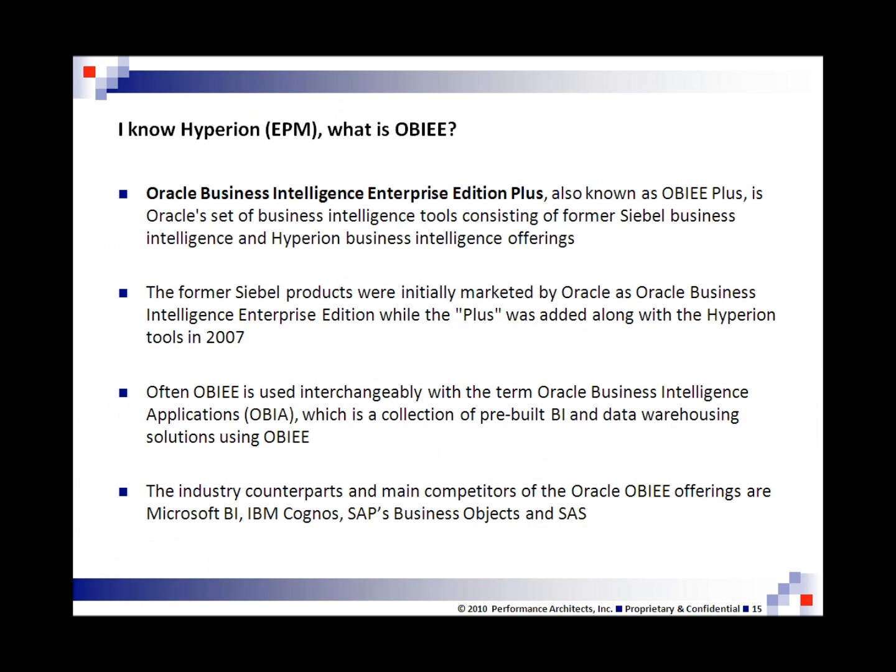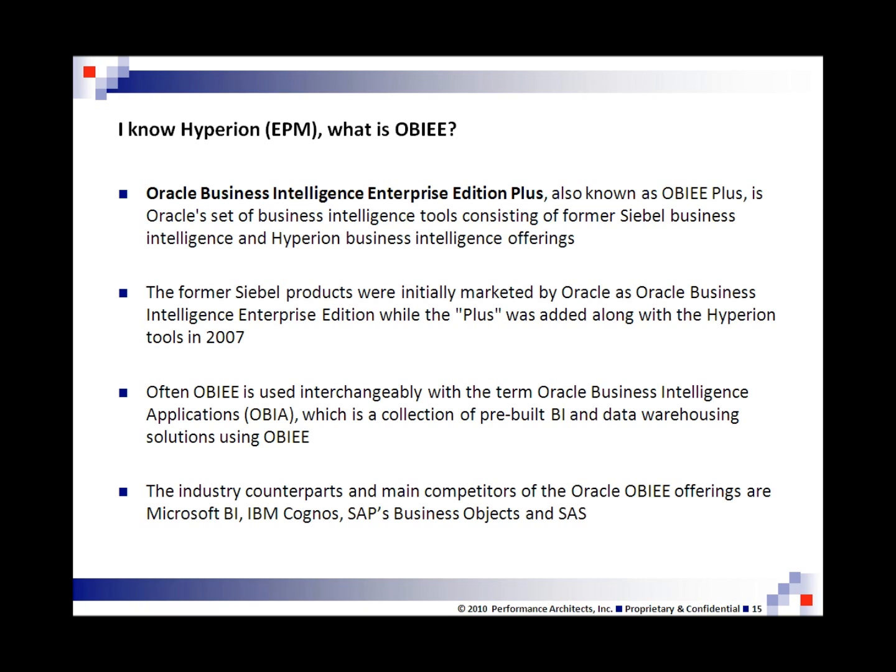So one of the things for people on the phone is, okay, I know Hyperion EPM products, so what is OBI-EE? OBI-EE stands for Oracle Business Intelligence Enterprise Edition Plus. The plus means that there was originally a standard release of OBI called OBI-EE, and then there was a plus release, which is when it finally started to integrate with the Hyperion products, and that's what the plus denotes, that it integrates with the Hyperion products. Originally, these tools were a company known as, I believe, Siebel Analytics, and Oracle purchased them. So the majority of these tools came from Siebel.